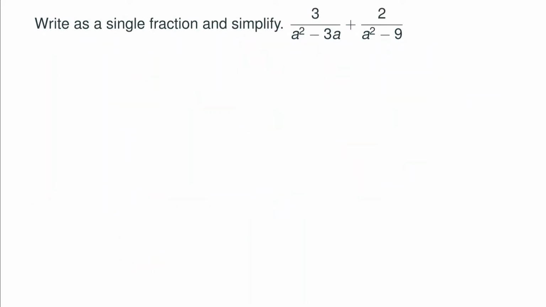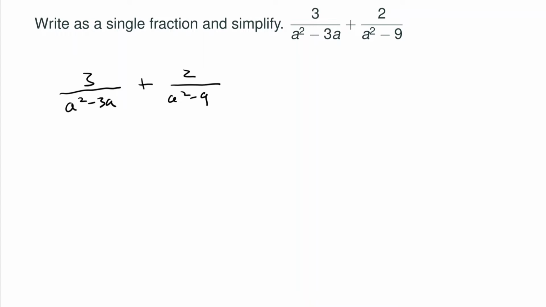Write as a single fraction and simplify. So we're adding two fractions. Let's rewrite it here: 3 over a squared minus 3, plus a over a squared minus 9. When we add two fractions, we need to have a common denominator.